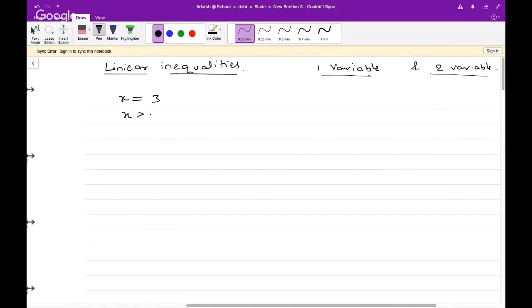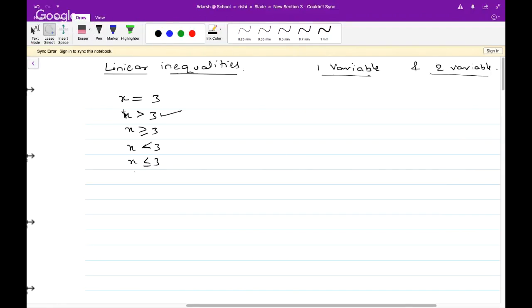So it can be either x greater than 3, x greater than or equal to 3, x less than 3, or x less than or equal to 3. So what does x greater than 3 mean? It means the value of x is greater than 3. It can be 3.2, 3.3, 4, 5, 6, 7, anything. X greater than or equal to 3 means the value of x can be 3 or more than 3. It will not be less than 3. In this case, the value of x is less than 3. In this case, the value of x is less than or equal to 3. Hope this is clear now.